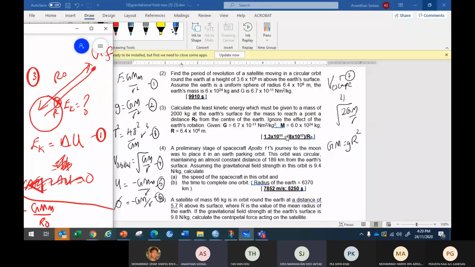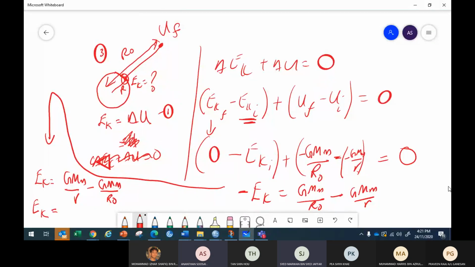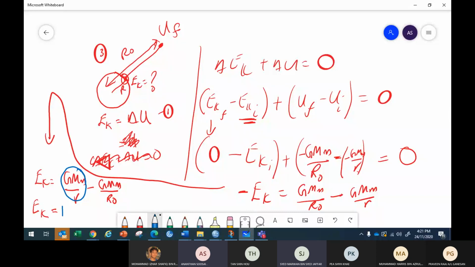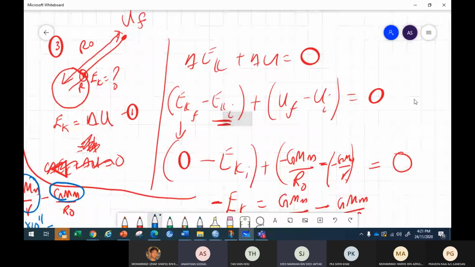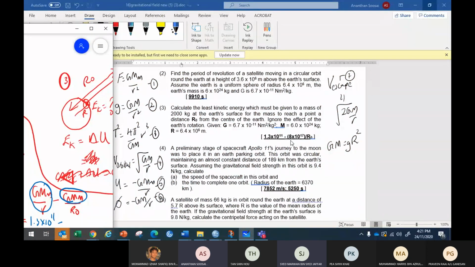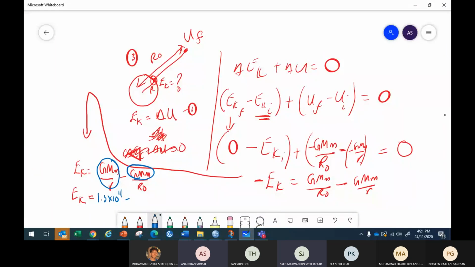Okay. This 8 times 10 to the power of 11 is actually what? GMm. So from this working, you should get how much? 1.3 times 10 to the power of 11. So here you should get 1.3 times 10 to the power of 11 minus the GMm alone. Multiply, and you get 8 times 10 to the power of 11, over R. So this is what you should get. This is how it flows. So this is the working for number 3.